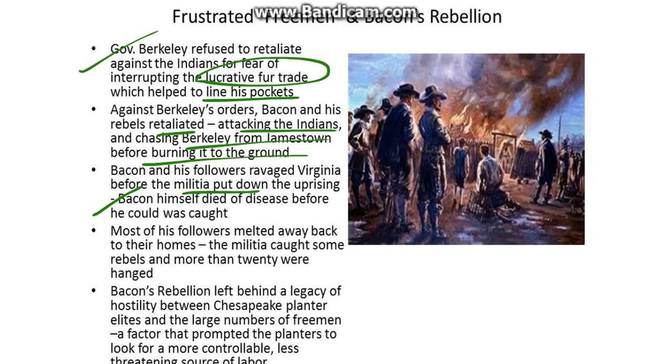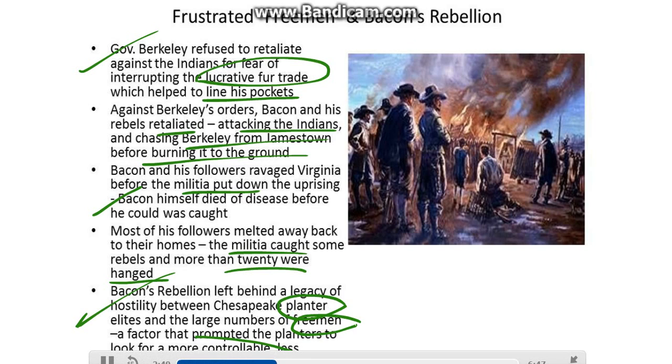Most of his followers melted away back to their homes. The militia caught some rebels, and more than 20 were hanged. Bacon's Rebellion left behind a legacy of hostility between the Chesapeake planter elites and the large numbers of freemen, a factor that prompted the planters to look for a more controllable, less threatening source of labor.